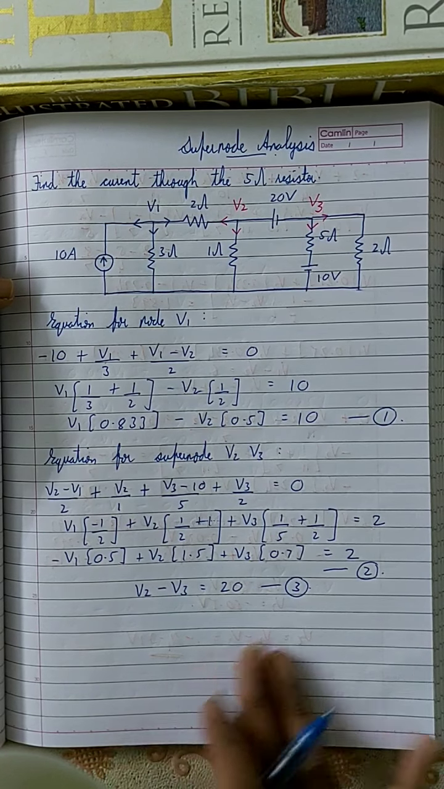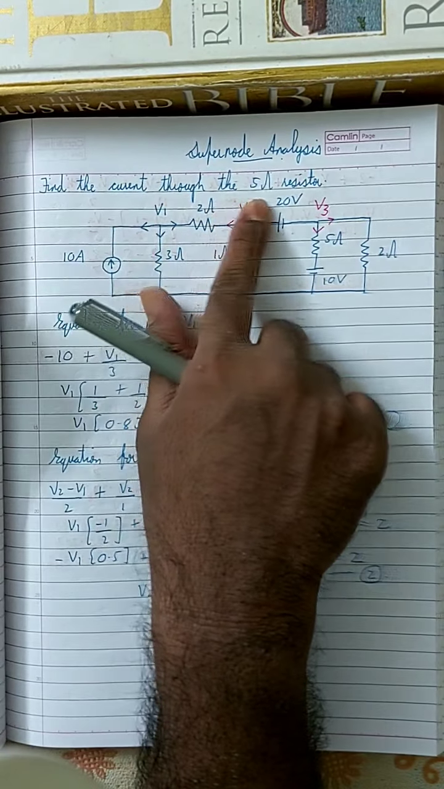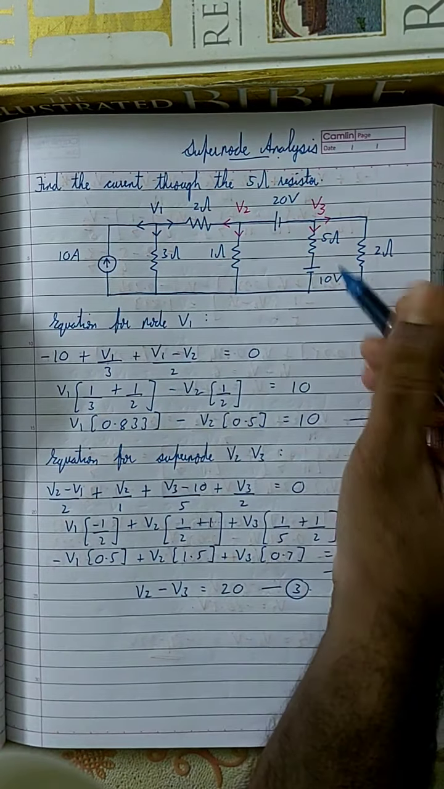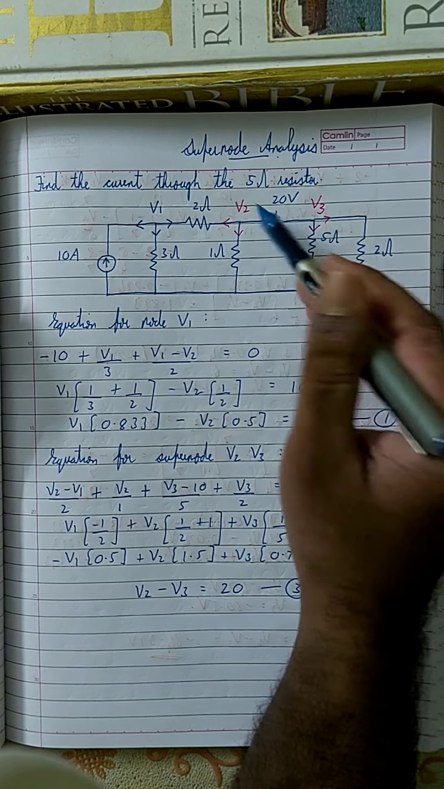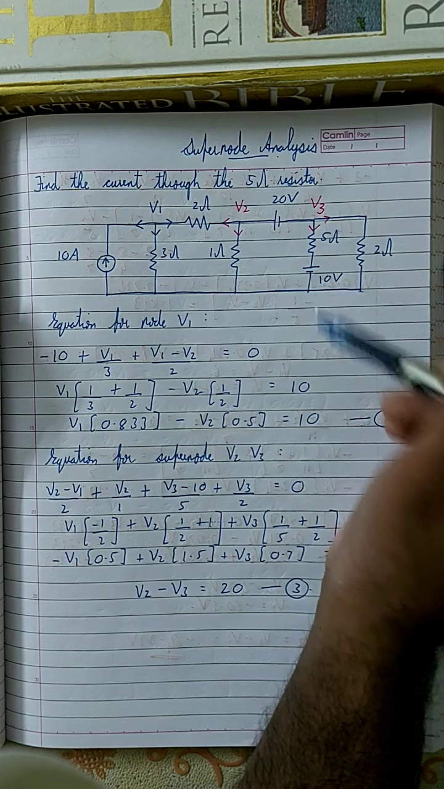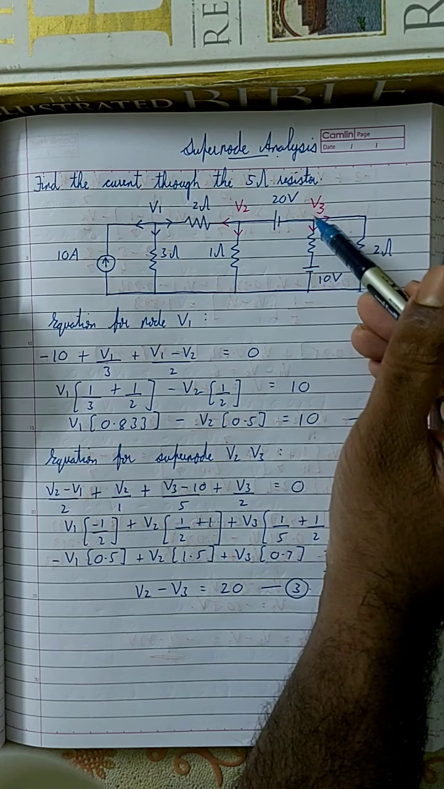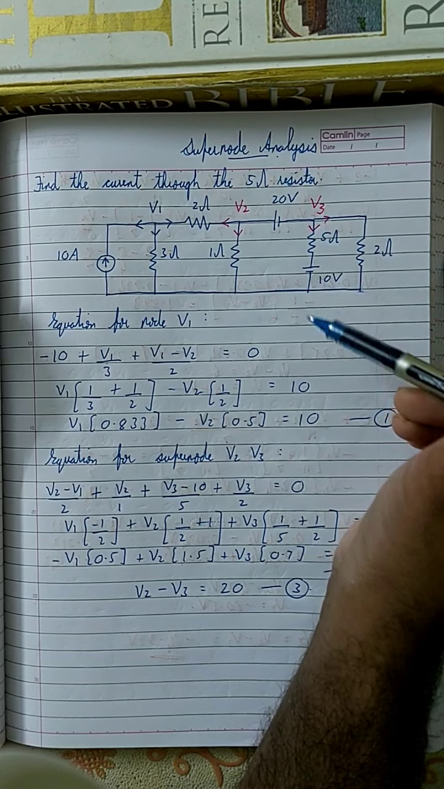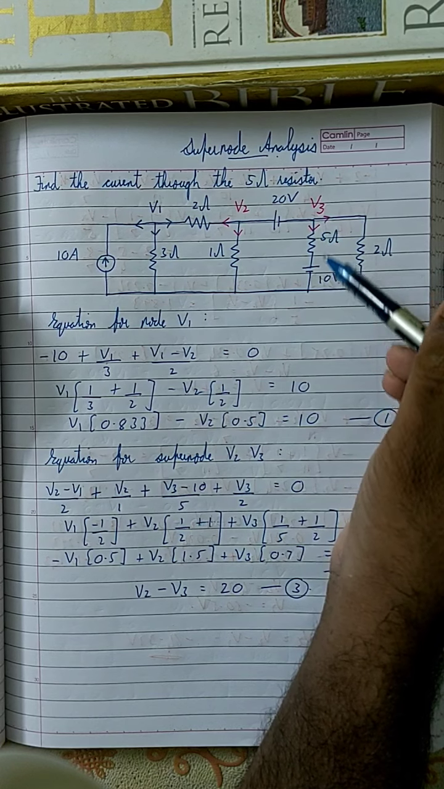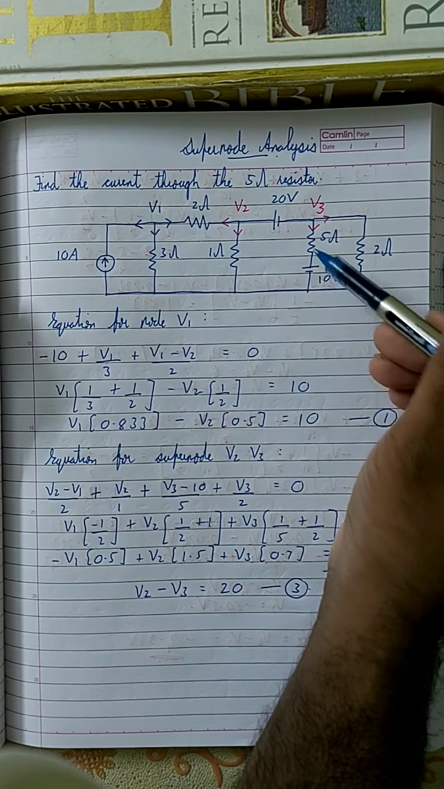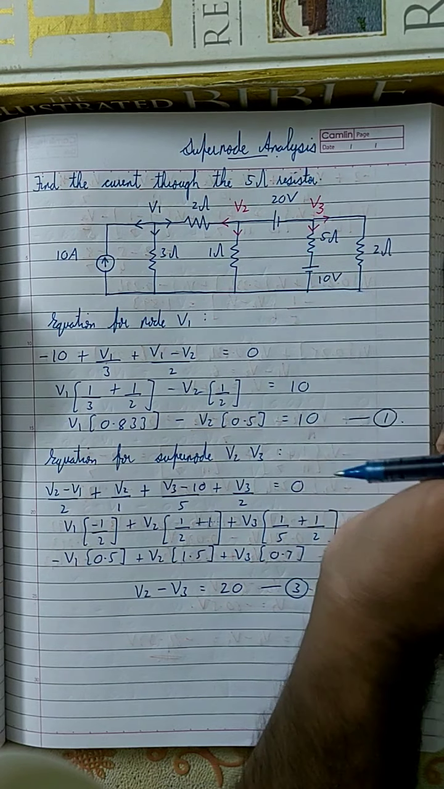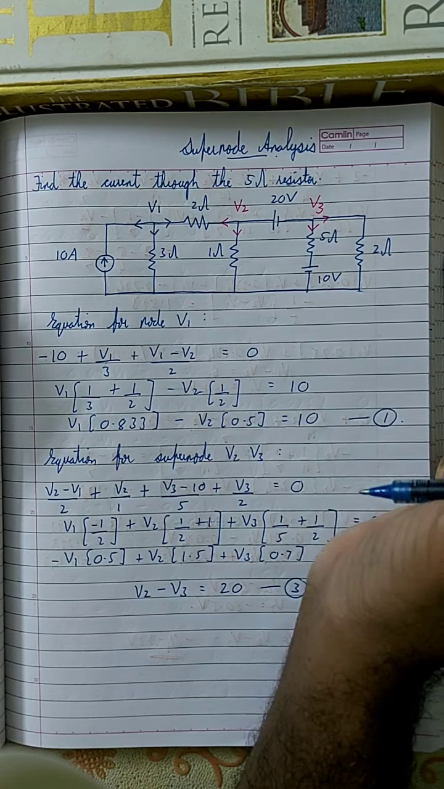So what is the question? The question is, find the current through the 5 ohm resistor. Where is the 5 ohm resistor? It's over here, right? So this is the 5 ohm resistor. And what is the current through the 5 ohm resistor? First, what is the voltage across this 5 ohm resistor? The voltage is V3 minus 10 because the current is going downwards, right? So V3 is the higher potential and this 10 volt is a lower potential. So therefore V3 minus 10 is the voltage across this 5 ohm resistor. So what is the current through the 5 ohm resistor? It is V3 minus 10 by 5.